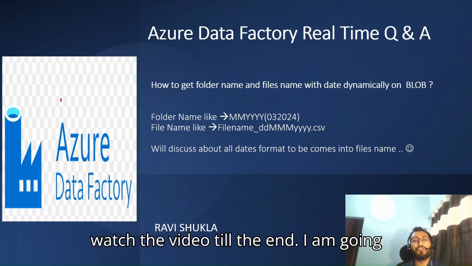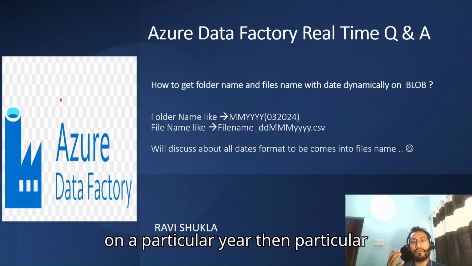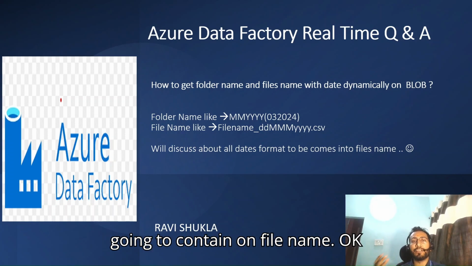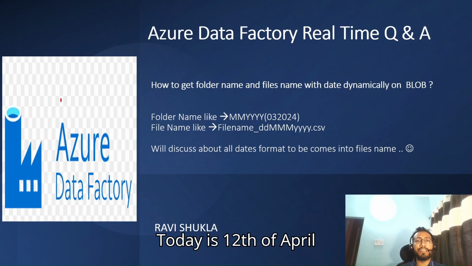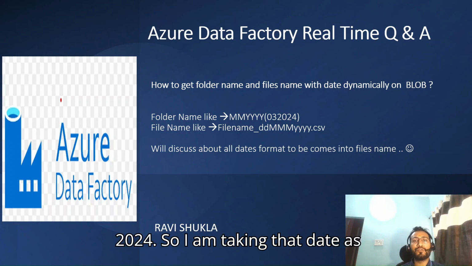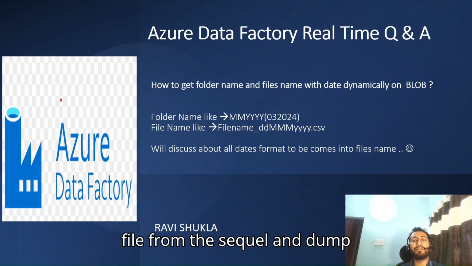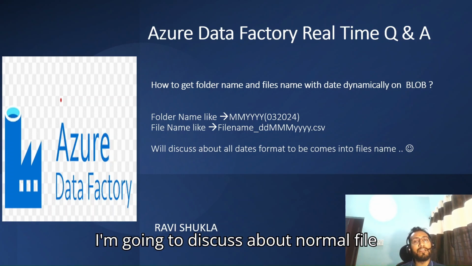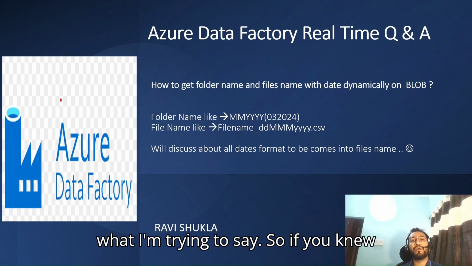If you watch the video till the end, I am going to discuss how to store a file in a particular year, then a particular month, and then contain the date in the file name. Suppose I take today's date as an example. Today is 12th of April 2024. I will take the data from SQL and dump it into my blob storage. I'm going to discuss the normal file first, then I'll format it as per your demand, so you will understand what I'm trying to say.